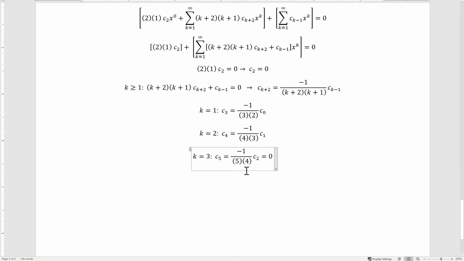So c sub 5 is equal to 0. C sub 2 is equal to 0. C sub 0 is an arbitrary constant. C sub 1 is an arbitrary constant. So it looks like c sub 3 will rely on c sub 0. C sub 4 would rely on c sub 1. And let's see if we can continue that pattern.